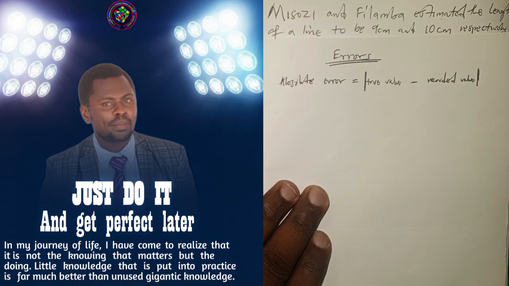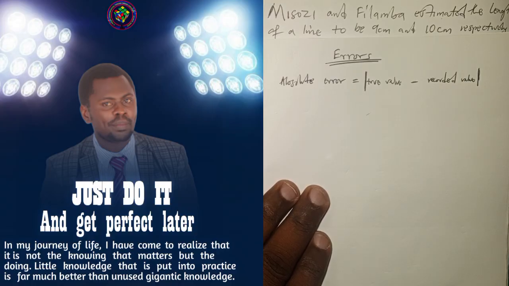So we use this formula when we have true value and recorded value. When you have two measurements, the true value and what was recorded, then you can use that formula: the absolute of true value minus recorded value.